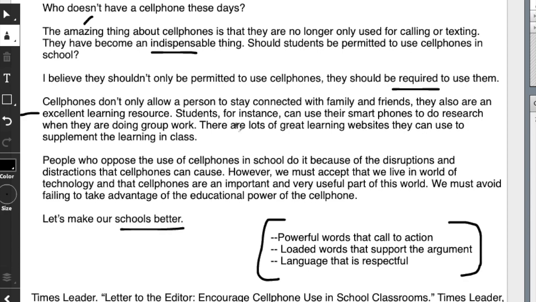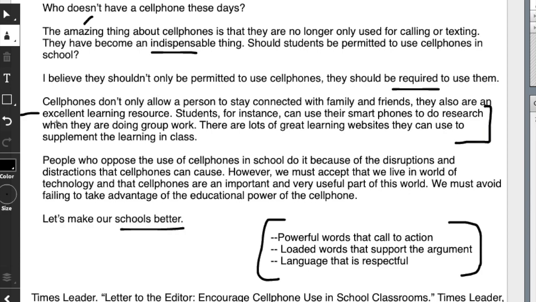Students, for instance, can use their smartphones to do research when they're doing group work. There are a lot of great learning websites they can use to supplement the learning in class. Here we have some evidence-based persuasive technique in conjunction with our excellent learning resource. So this person has used loaded words to support their argument and then backed up those words with examples of how they can be good, positive learning resources.